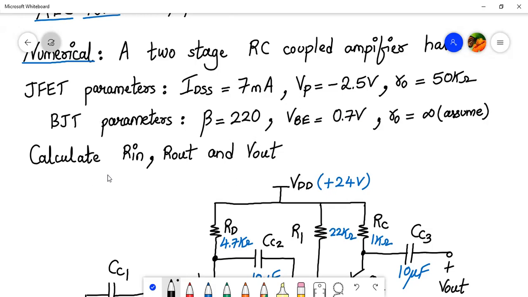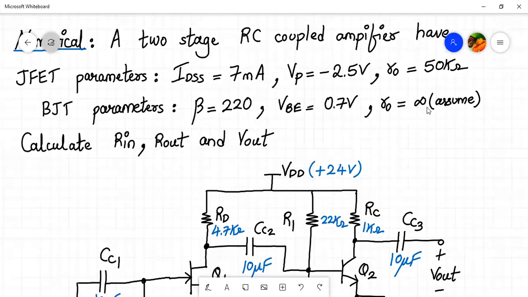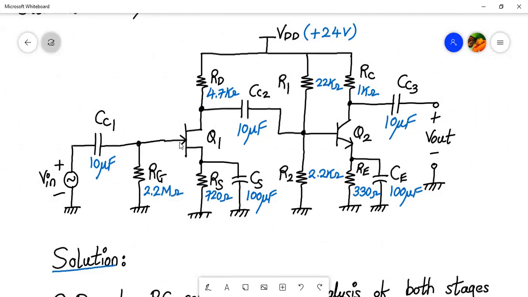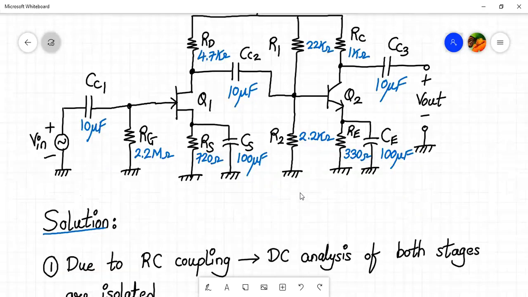Now what do we need to calculate? We need to calculate input resistance Rin, output resistance Rout, and the output voltage Vout for the circuit given below. So this is the circuit given to us. As you can see, the first stage is a self-bias JFET amplifier, and the second stage is a common emitter amplifier. So it's a common source, common emitter cascade amplifier. Here we don't have an RSig, the internal resistance, neither do we have the load resistance. So let us directly start.